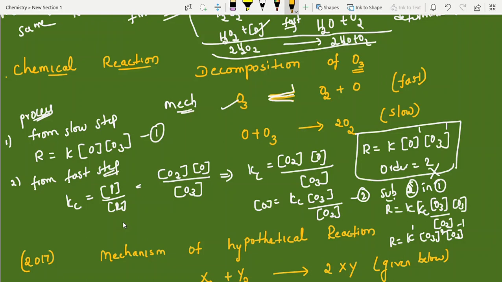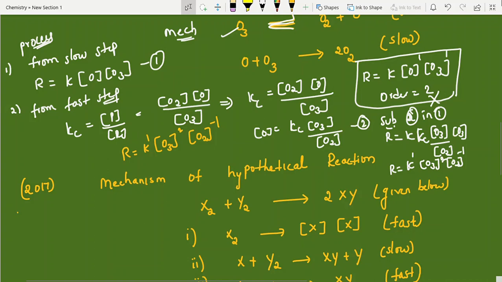Check it. Finally, I am writing the order here. R equal to K dash into O3 to the power 2 and O2 power minus 1. With respect to O3, they will ask order with respect to O2 and overall order. Sum of these two, you will get the overall order. Clear, students? Now, next question.